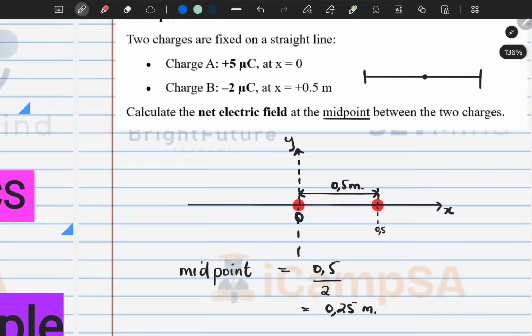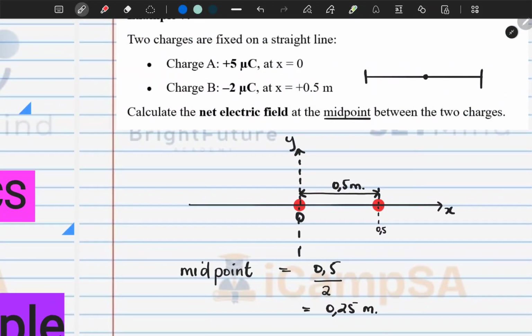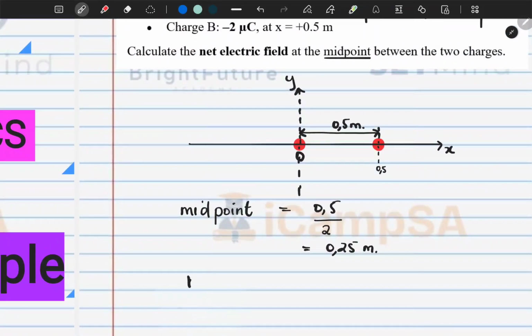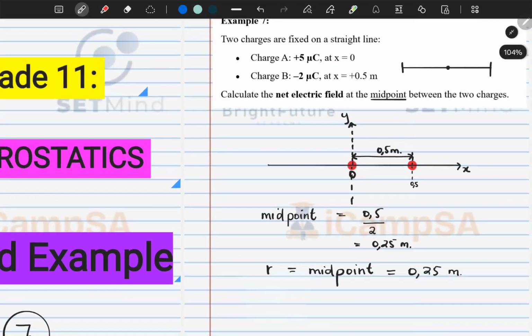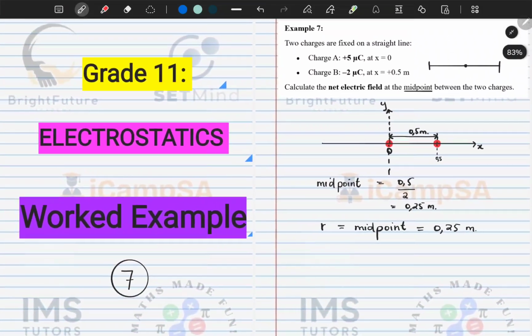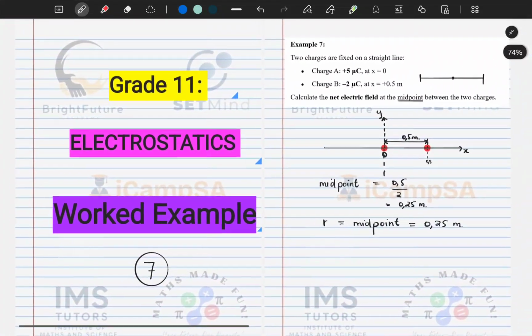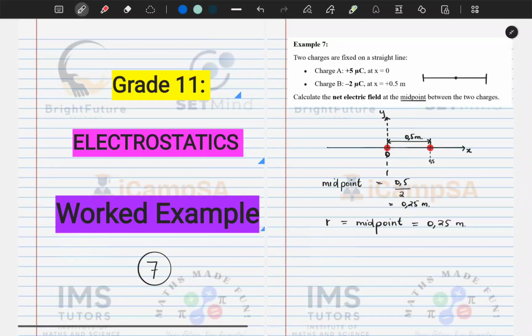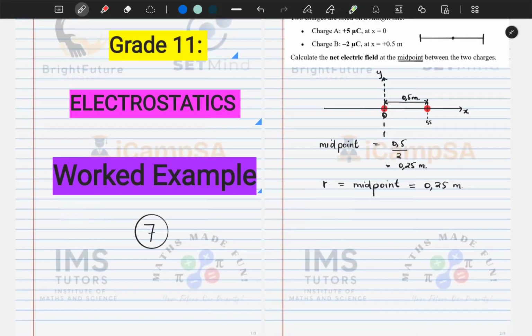Since they said the net electric field at the midpoint, it means our R would be equal to that midpoint. So our R in this case is not 0.5, but now 0.25 meters. That's what our midpoint, or rather our R, is. So that's one thing you had to make sure you understand very well there. From there, everything else is just straightforward.